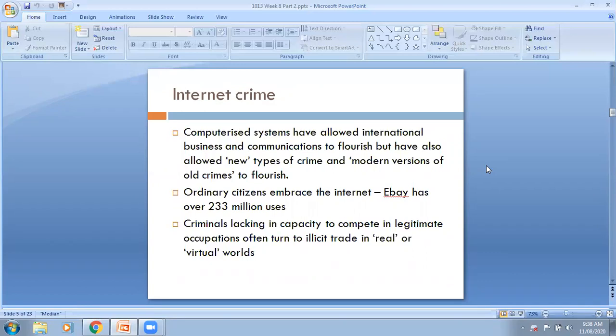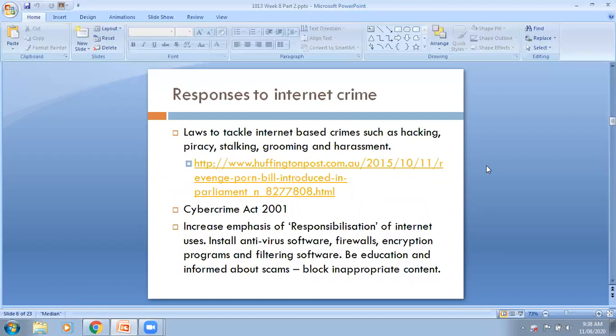Think about places like eBay, 233 million users. Okay, so this is where criminals that can't compete in or get legitimate occupations can often turn to real or virtual worlds to get some money. So there are laws to tackle internet-based crimes such as hacking, piracy, stalking, grooming and harassment.